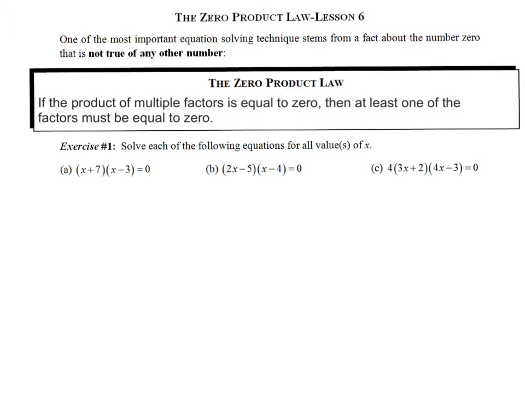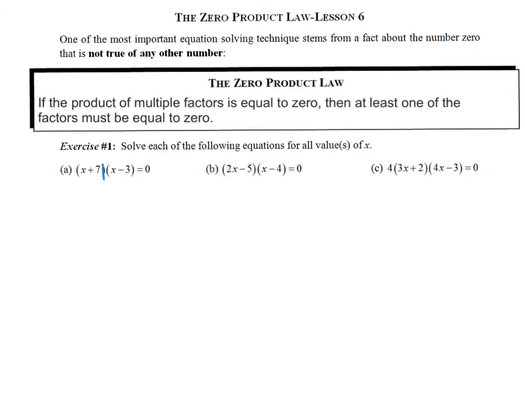So taking a look at exercise number 1, we see that we've already got our expression in factored form. So that means that I have a product. X plus 7 is being multiplied by x minus 3. So if the product is equal to 0, that tells me that either x plus 7 must equal 0 or x minus 3 must equal 0. That's the only way that we're going to get a product equal to 0.